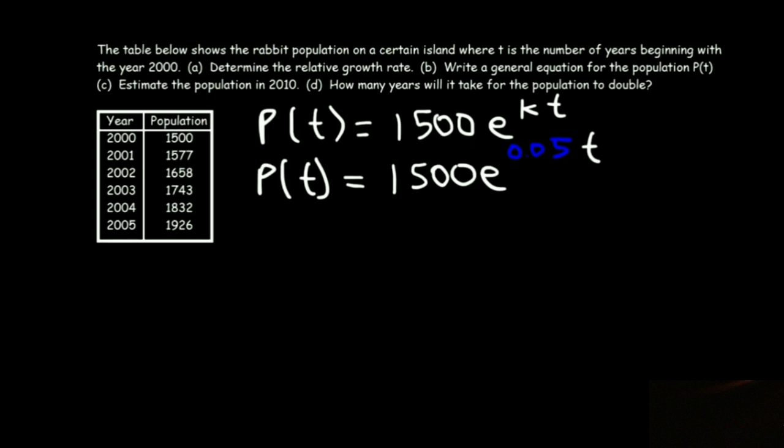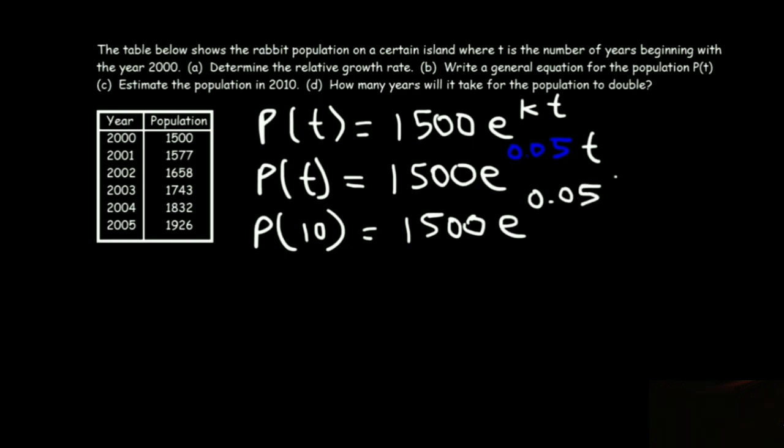Now, how can we estimate the population in 2010? To do that, simply replace t with 10. So this is going to be 1500 e raised to the 0.05 times 10, and just type it in your calculator exactly the way you see. 0.05 times 10 is 0.5, so it's 1500 times e raised to the 0.5, and so the population is going to be about 2473 rabbits in the year 2010.